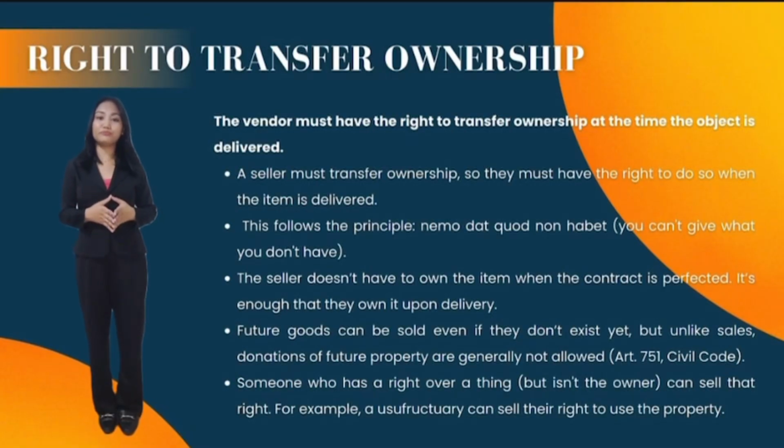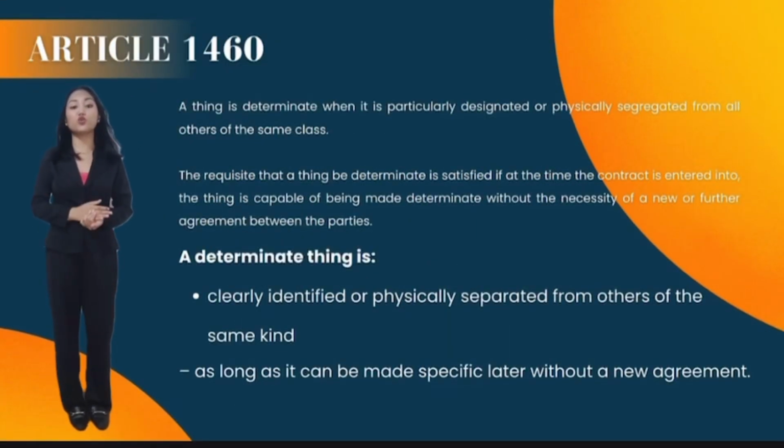In a contract of sale, the thing being sold must be determinate, meaning it should be clearly identified or can be identified without making a new agreement. In simple terms, a determinate object is specifically identified, like say my blue iPhone 13, or physically set apart from others, like the second car in the garage. This is important in a contract of sale because we need to know what exactly is being sold. But the object doesn't have to be fully detailed at the time the contract is signed, as long as both parties understand which thing is being sold and it can be identified later on without making a new deal.